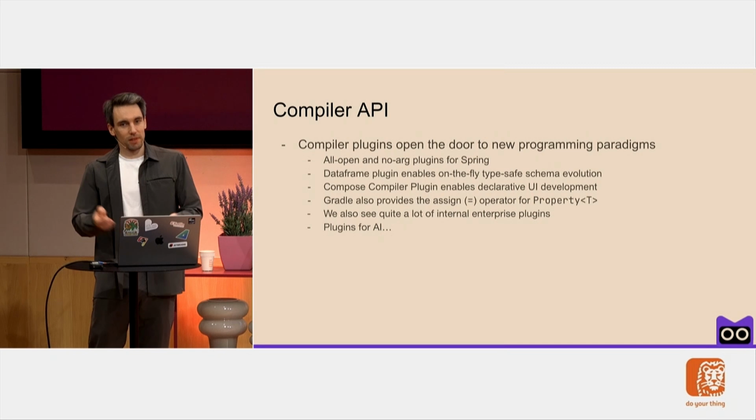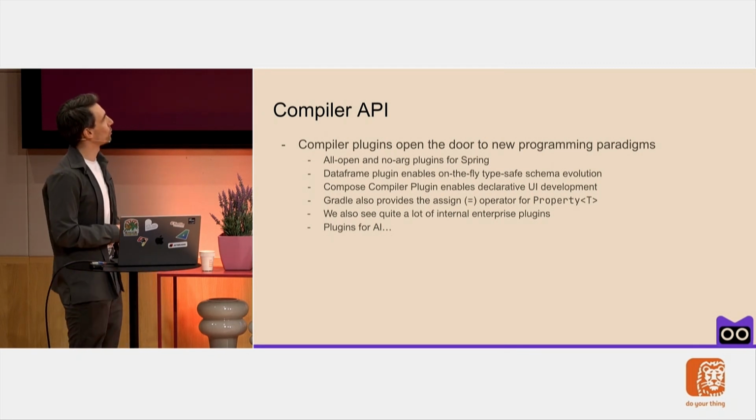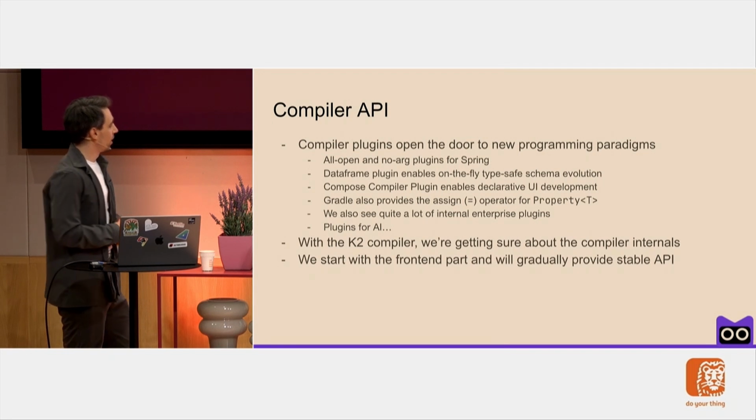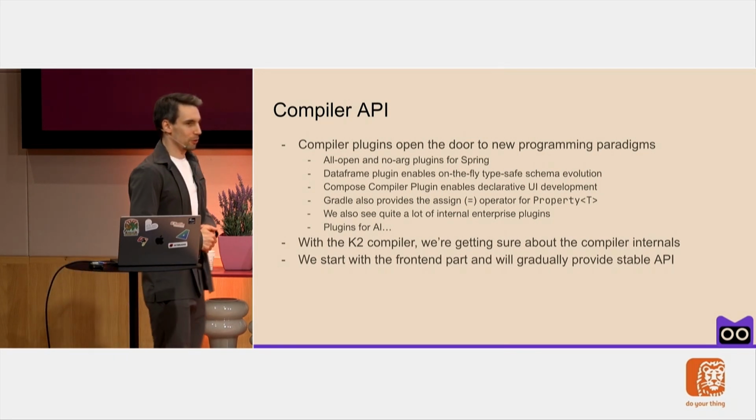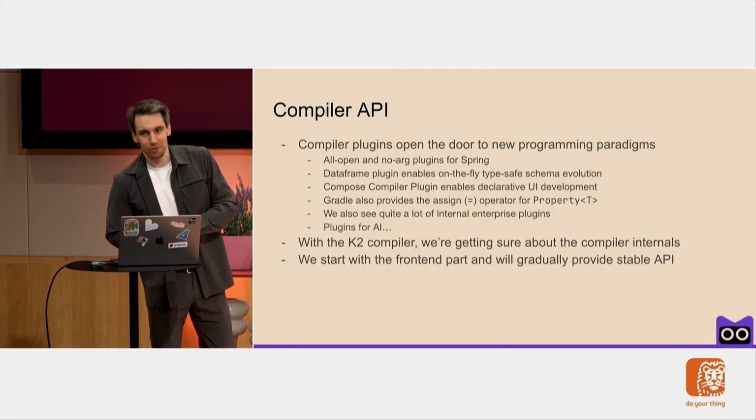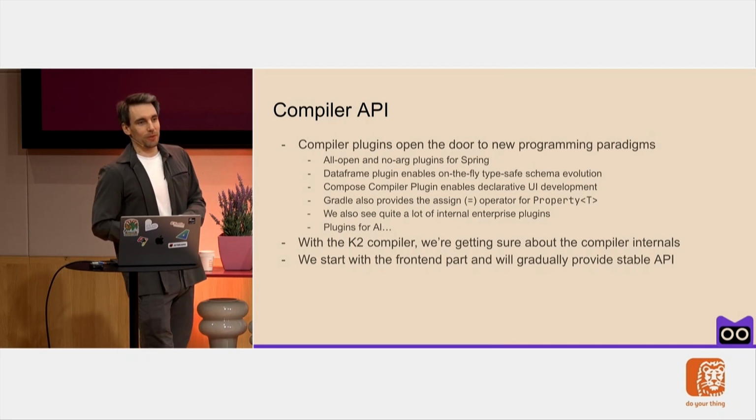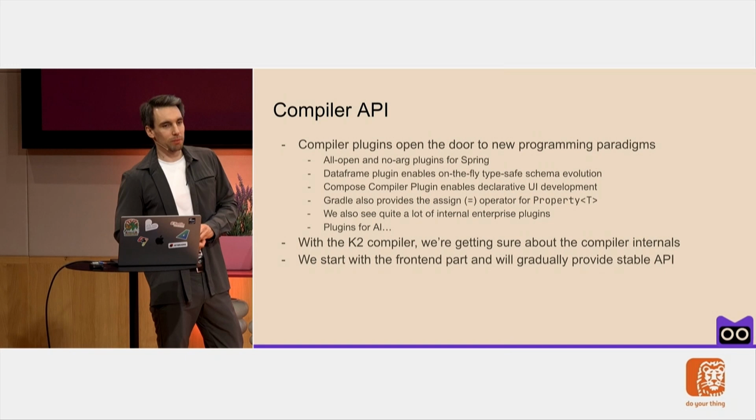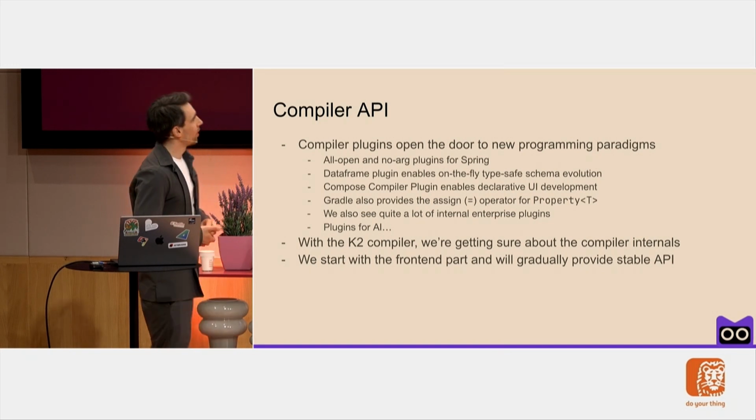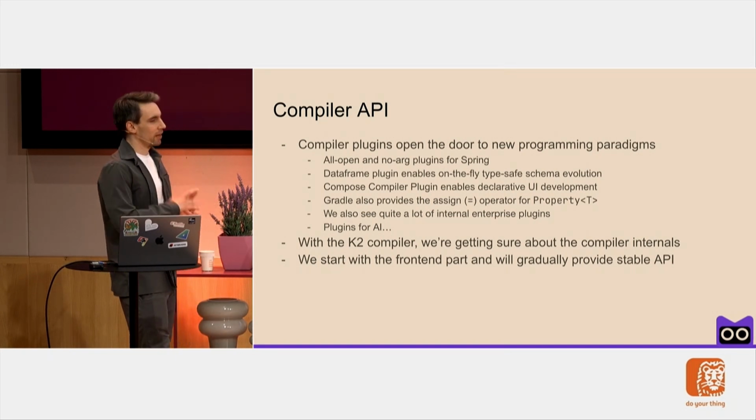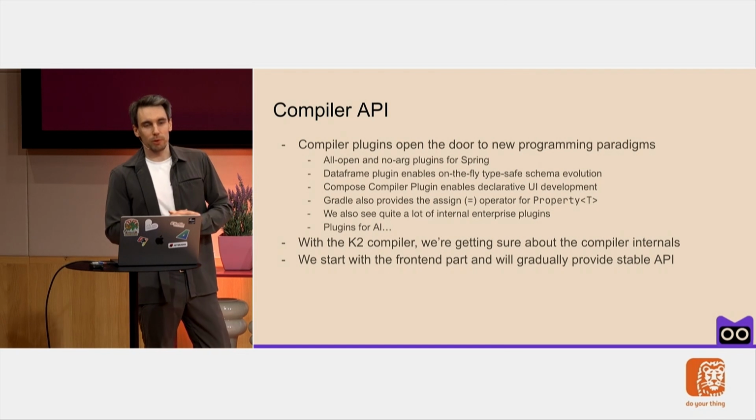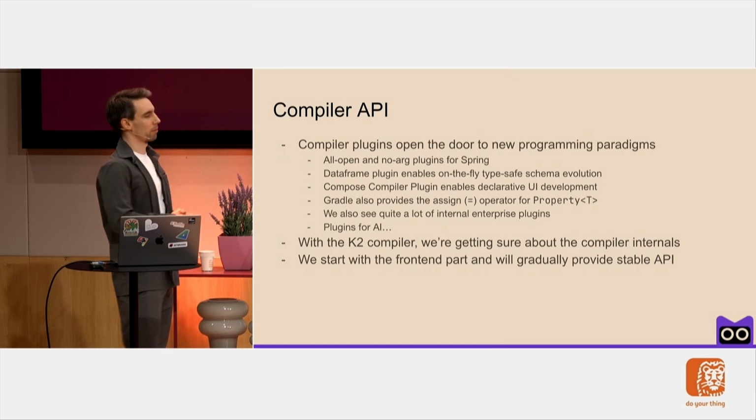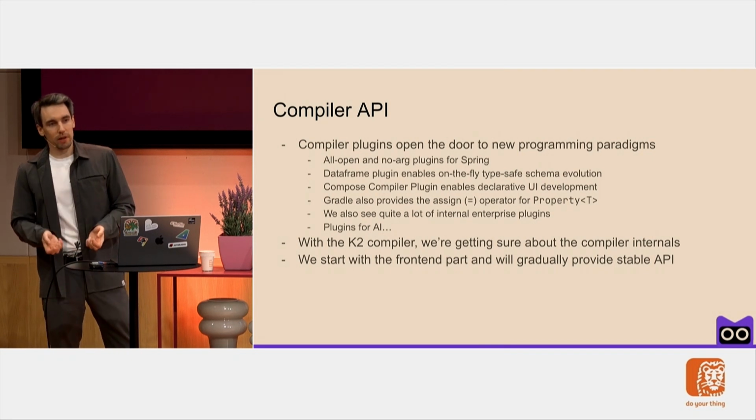And so if you have an idea how to extend the language, you can try to use the compiler API. The only problem is that we do not have a stable compiler API or good documentation. The reason is that with the K1 compiler, we knew that we would rewrite most of this stuff, and we just weren't ready to commit to a stable compiler API.